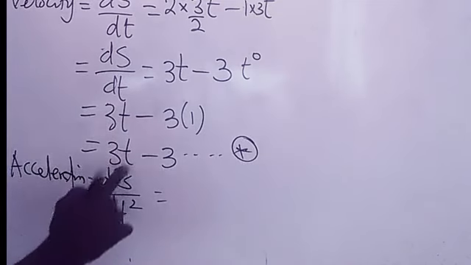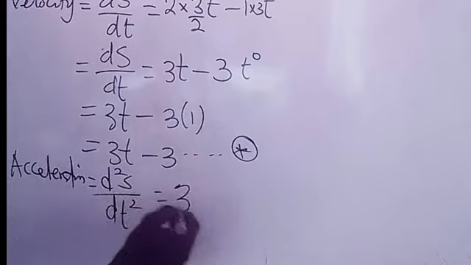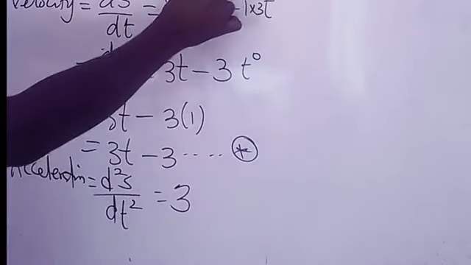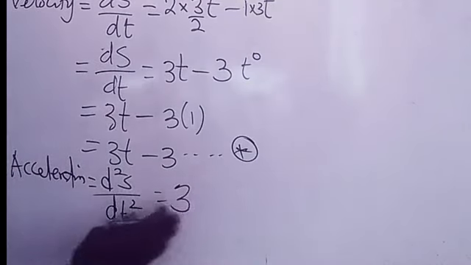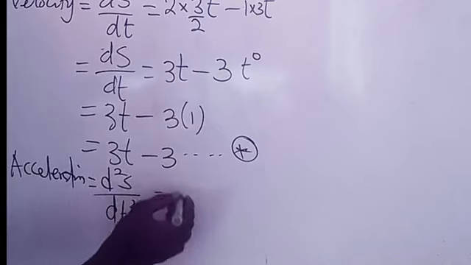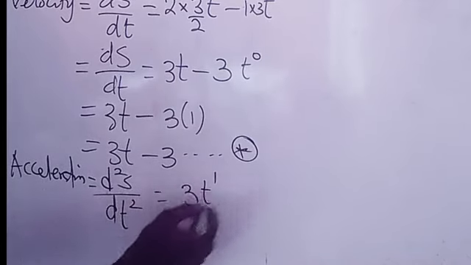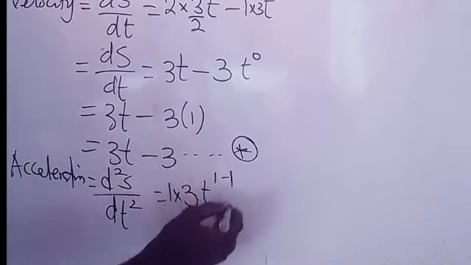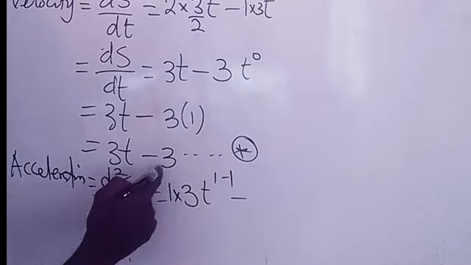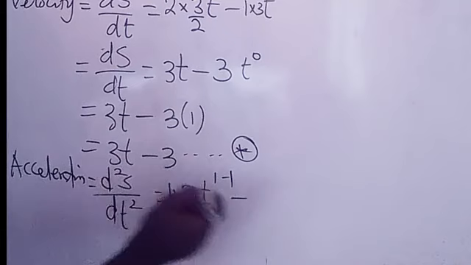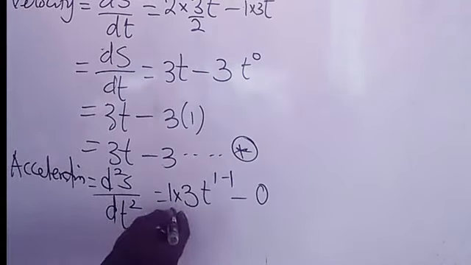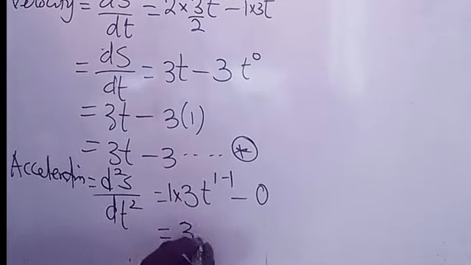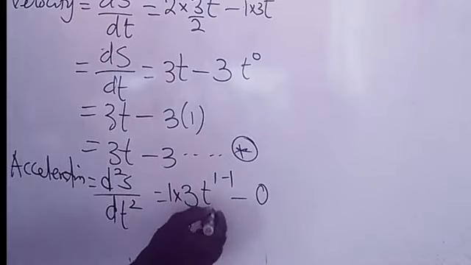3t. The differentiation of 3t is going to be 3. According to what we have here, you can see 3, because you're going to have 3t, 1 times 1, then minus 1. Then if you want to differentiate this one, this will be what? 0, because it's a constant. So we're going to have 1 times 3, we have 3t to the power of 0.